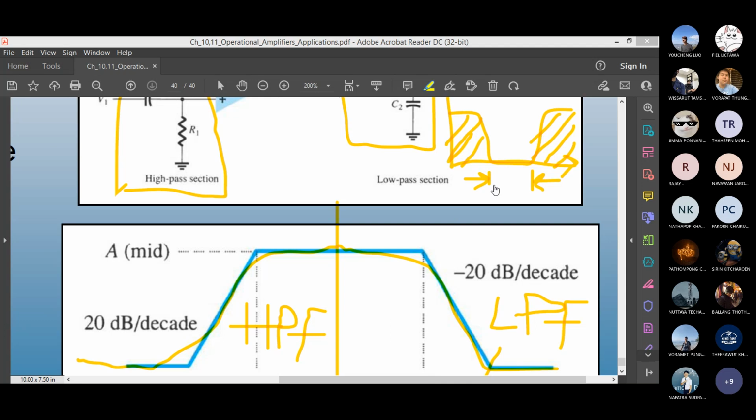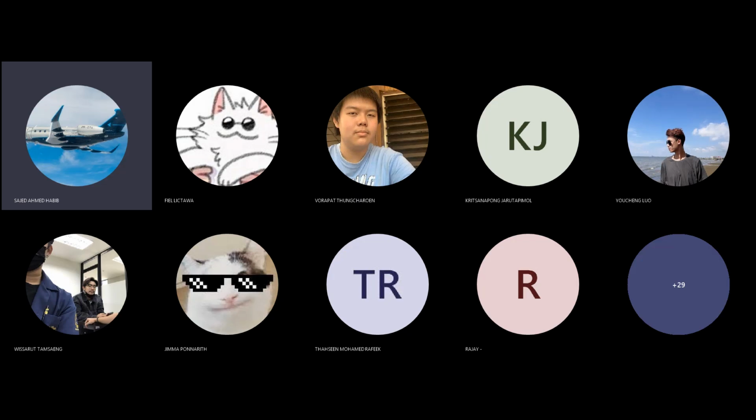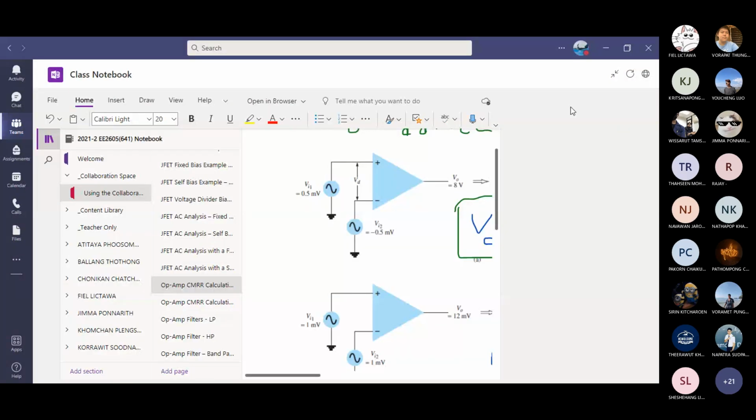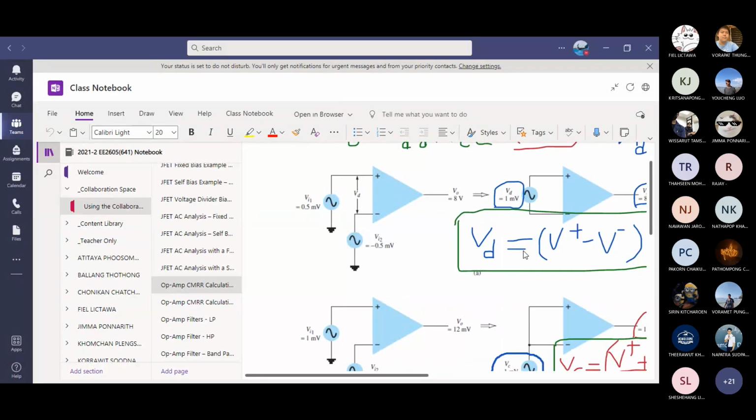Let me switch the screen for a moment. Here is one of the examples we did for op-amp.